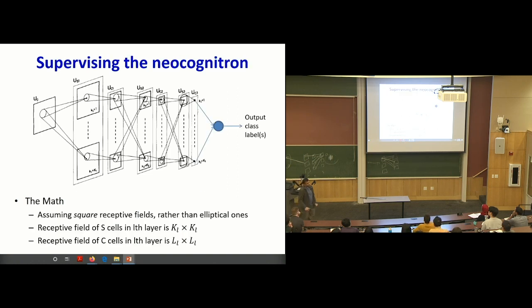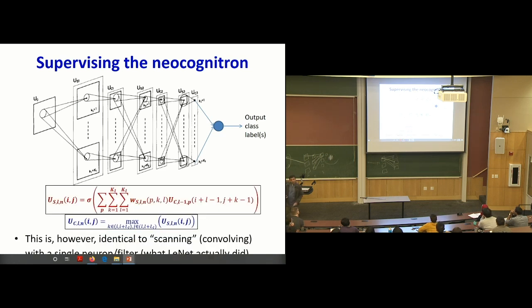So here are the minor modifications that they added. They assumed that the receptive fields were square rather than elliptical, as the neo-cognitron originally had. And so the receptive field of every S cell was square, and the receptive field for every C cell was also square. And the actual response looks like so, right? So if you look at this, if say this is the output of a C cell, of a set of C cells, this is S.